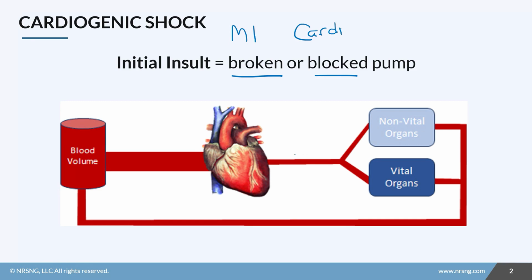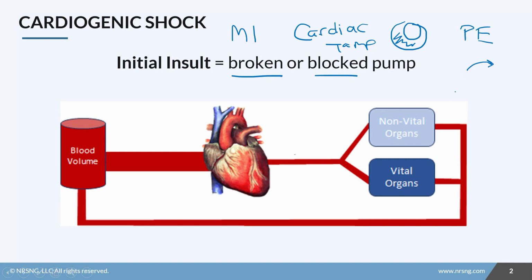Cardiac tamponade, which is when fluid builds up around the heart and puts pressure on the heart, so it makes it harder to pump. And the other one is a PE, or a pulmonary embolism, that keeps the blood from moving forward to the lungs, and so it causes it to back up.